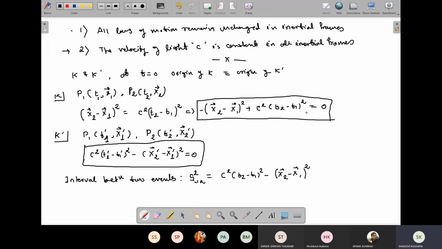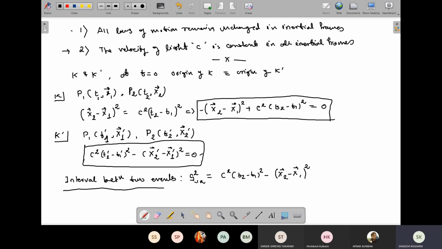Okay, so this equation, this box and this box, precisely says that this interval is 0 if your events are like that: sending the signal from one point and receiving it at the other point. Okay, fine. So this is the definition of interval.